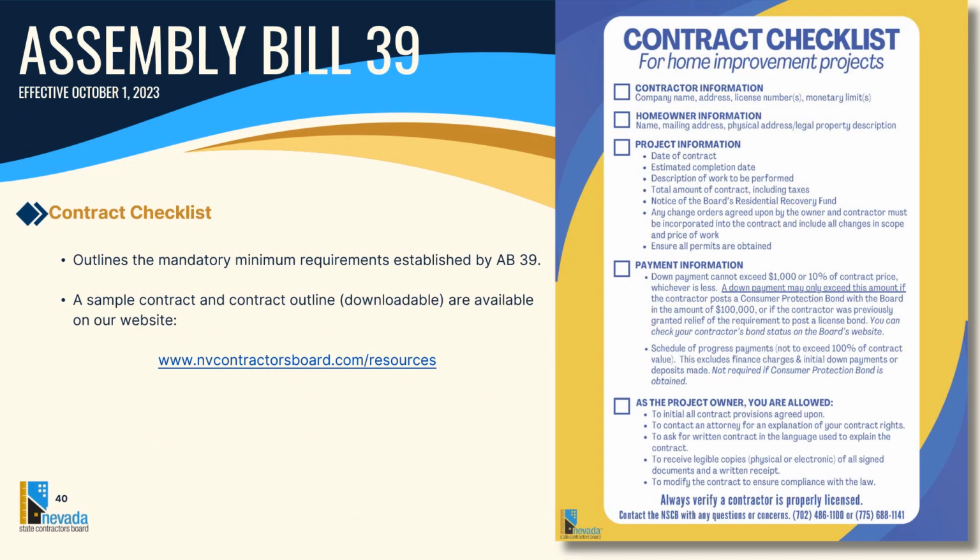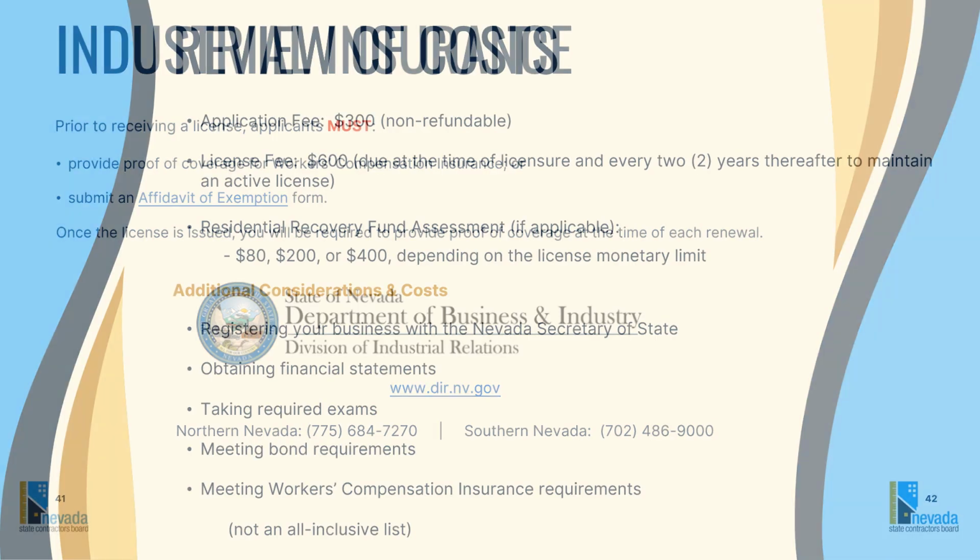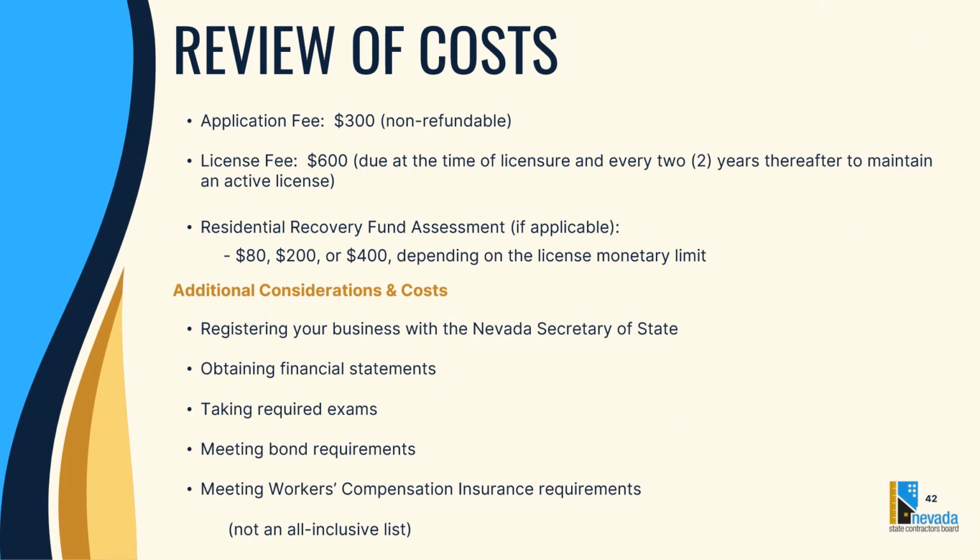Assembly Bill 39 introduced additional requirements for contractors. Applicants are encouraged to review the full legislation on the Nevada State Contractors Board website. Before a contractor license can be issued, applicants must provide proof of workers' compensation insurance. If your business qualifies, you may instead submit an affidavit of exemption. Proof of coverage must also be provided again during each license renewal. At this stage, applicants should review all costs associated with the licensing process to ensure they're prepared for each requirement.